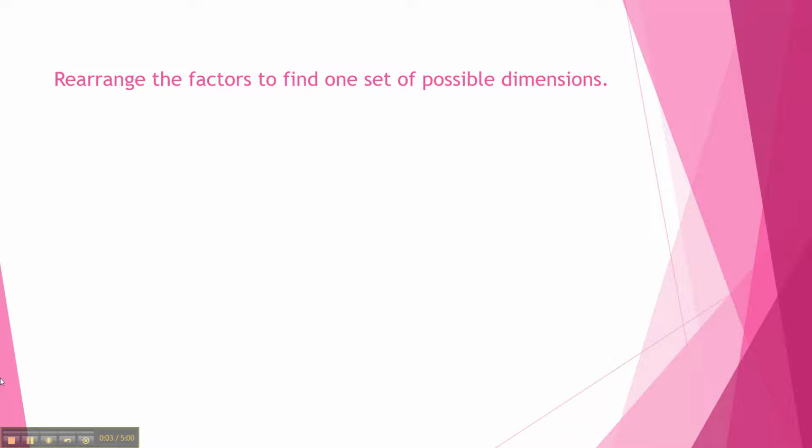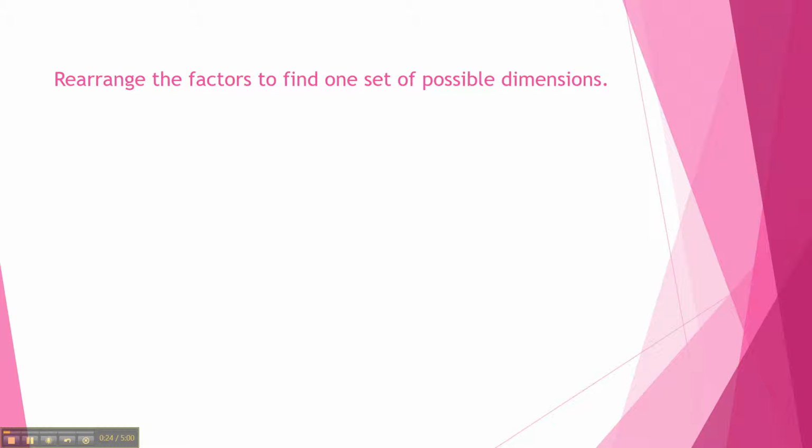So your last step in creating your aquarium is to rearrange the factors that you just found in your previous step when you did the prime factorization. You're going to rearrange them to find one set of possible dimensions. There's obviously infinitely many that can fit this aquarium. However, we're only going to come up with 3 whole number examples.